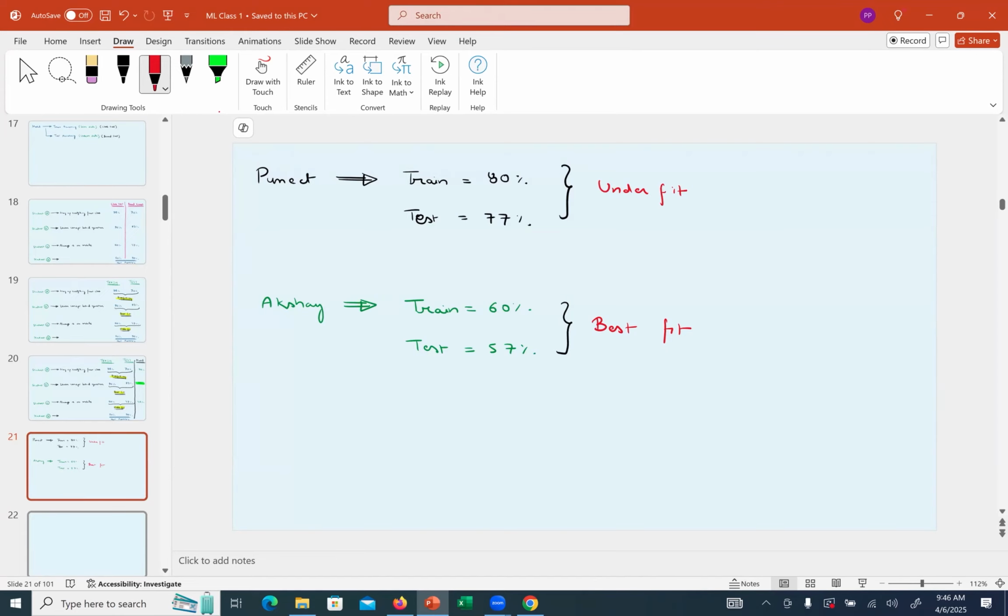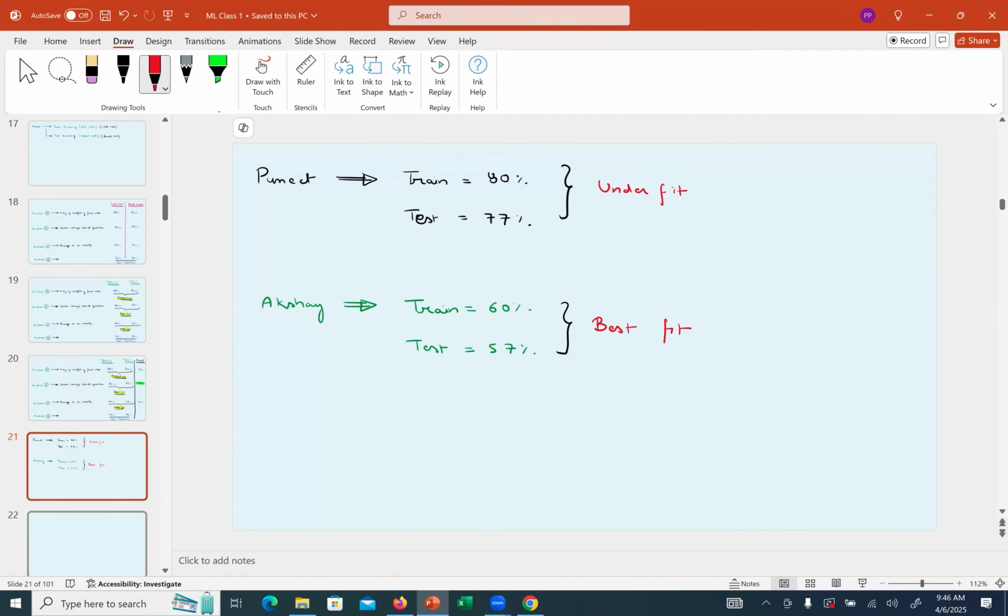Okay, let me tell you this. Akshay's model is actually a best fit model, and Puneet's model is actually an underfit model. Tell me in which scenario it will happen. Now I've given you the answer. It can be two different problem statements, two different data sets, but all I know is Puneet's accuracy of training and test data is this much, Akshay's accuracy is this much. And I'm telling you that Puneet's results are underfit and Akshay's results are best fit. In which scenario will this happen?